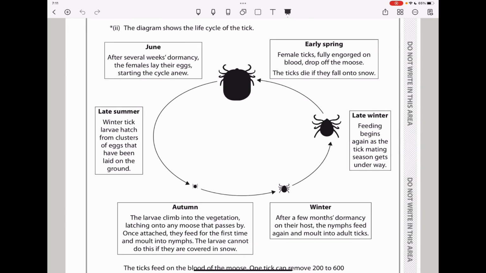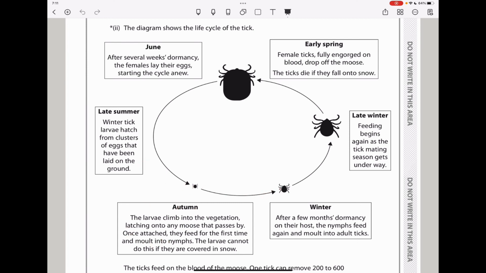So you can see, of course, if we are to begin with this one in June, the female is going to, so after several weeks of dormancy, the female lays their eggs, starting a new cycle. So the cycle begins that summer. Winter tick larvae hatch from clusters of eggs that have been laid on the ground. And then we go on.